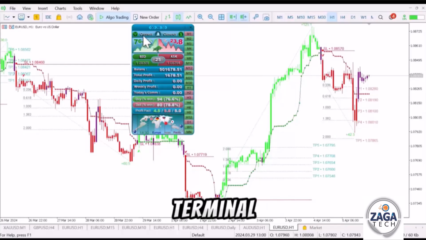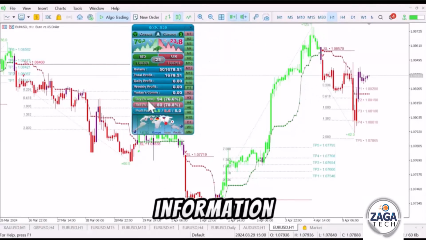23. Terminal status connected, disconnected, and account currency display. Indicates whether the trading terminal is connected or disconnected from the broker's servers, along with displaying the account currency, providing essential information for trade execution and management.